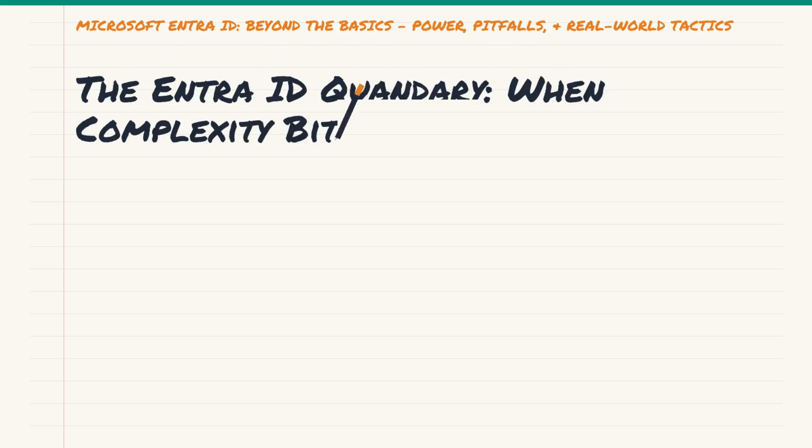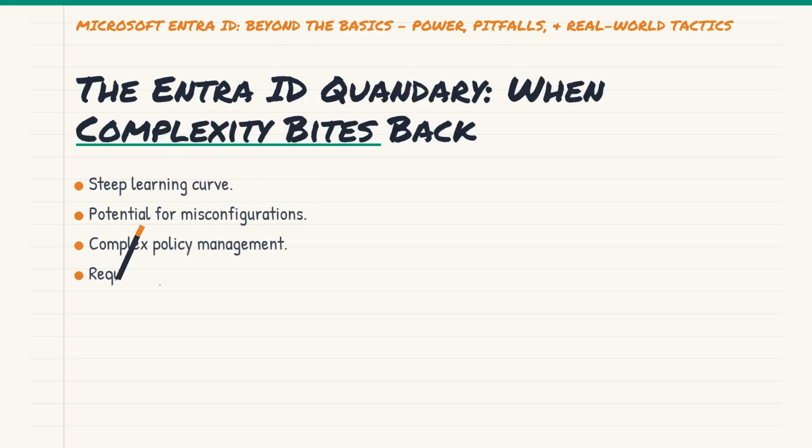Okay, let's get real. Entra ID, despite its power, isn't always a walk in the park. One of the biggest challenges we see is its sheer complexity. The policy engine, the federation configurations, the nuances between B2B and B2C, the vastness of the app gallery, it all requires deep understanding. If you are used to a simpler, more monolithic IAM system, Entra ID can feel like drinking from a fire hose. Misconfigurations in conditional access policies, for instance, can inadvertently lock out entire user groups or grant excessive access.